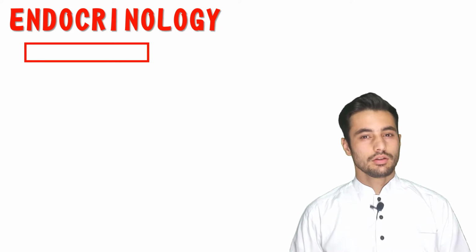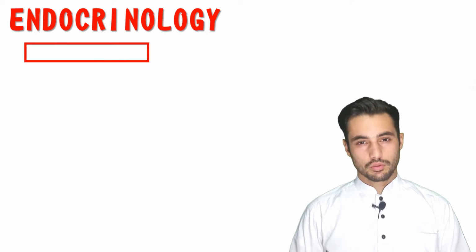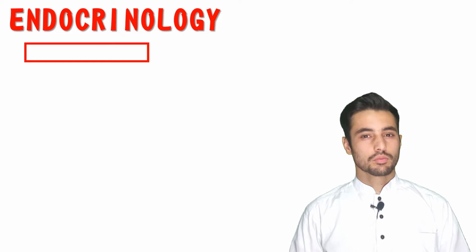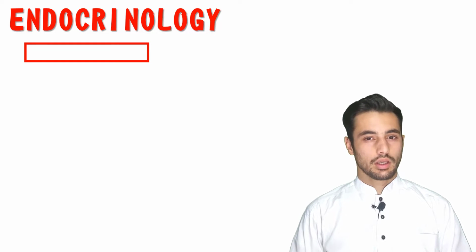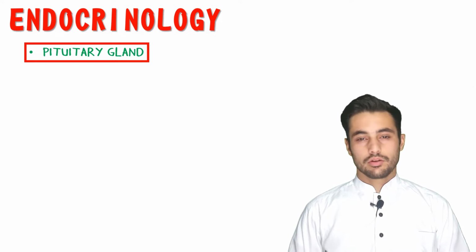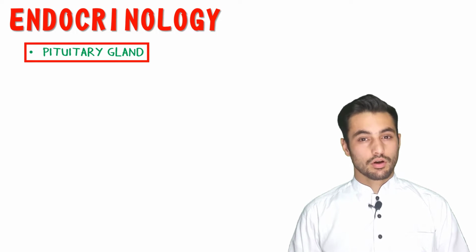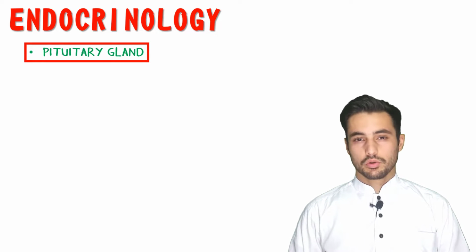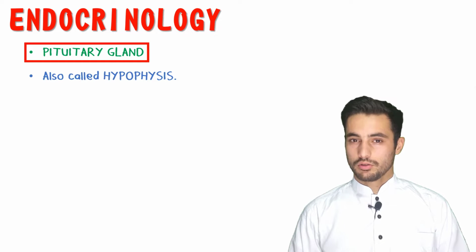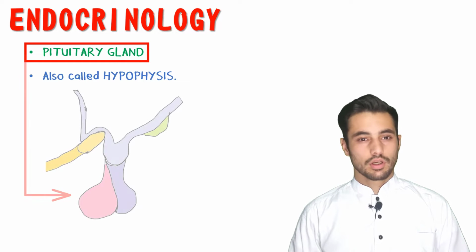Kazi, and in this video we will learn about the pituitary gland, its relation with the hypothalamus, as well as the hormones secreted by the anterior and the posterior pituitary. Now this gland is known as the master gland of the body because it controls the secretion of all other endocrine glands in our body. This is also known as the hypophysis cerebri.